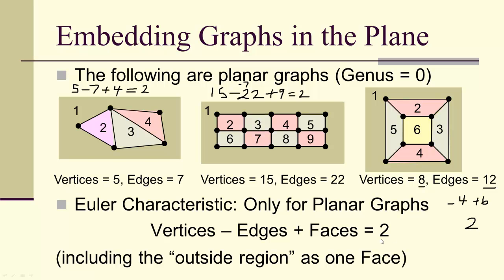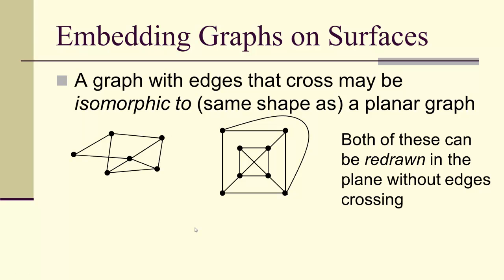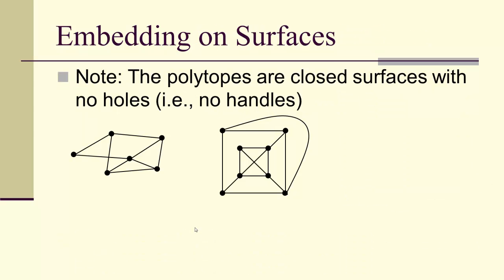So we can actually distinguish planar graphs in a number of different ways. A graph with edges that cross may be isomorphic to, or the same shape as, a planar graph. So both of these graphs are actually planar. They can be redrawn in the plane without edges crossing. We can actually see this if we embed these on polytopes in three-dimensional space. Now, polytopes are closed surfaces with no holes or handles.